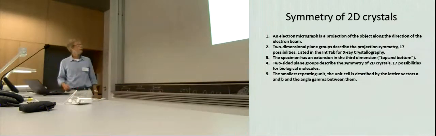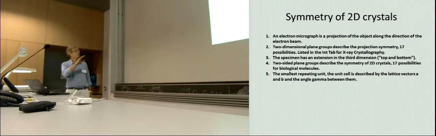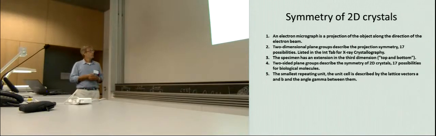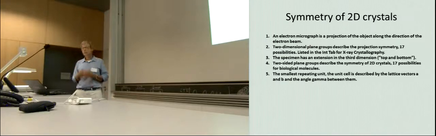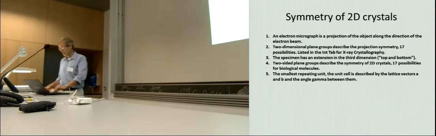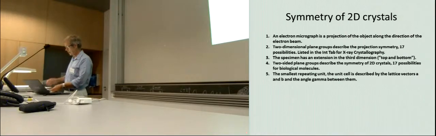Okay. So a little bit about crystals here also. We've heard a lot about unit cells, and by definition, a unit cell is the smallest repeating unit in a crystal, and it's defined by the lattice vectors. So this is very simple.